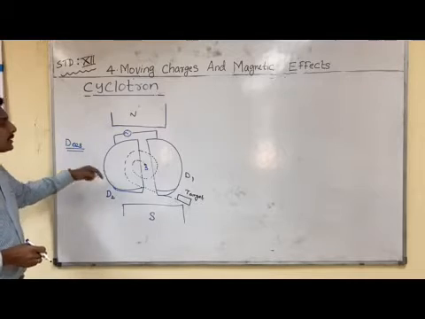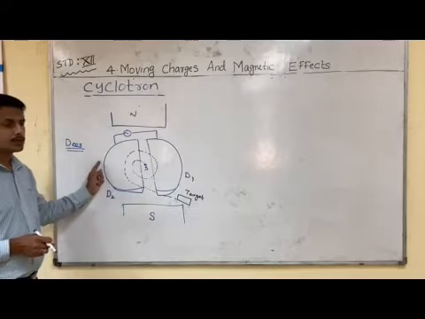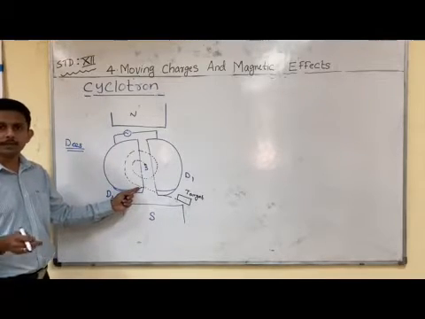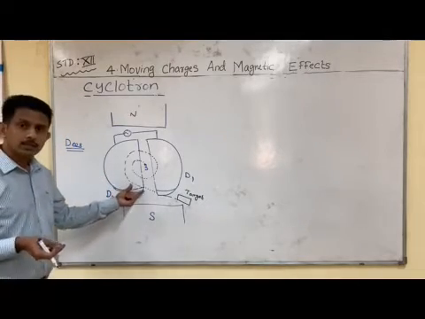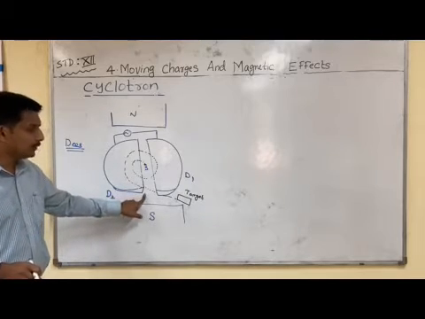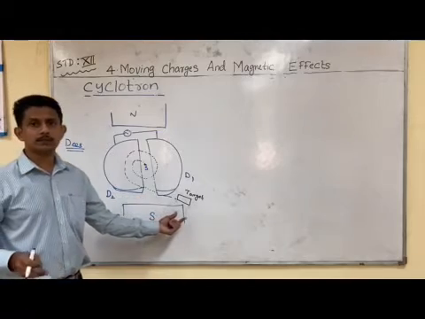This is the way it completes its trajectory, and this process continues until the particle reaches the periphery of the device, acquiring a sufficient amount of energy. Now it gets deflected from this path and comes out through a small window provided on the Ds, hitting a particular target.